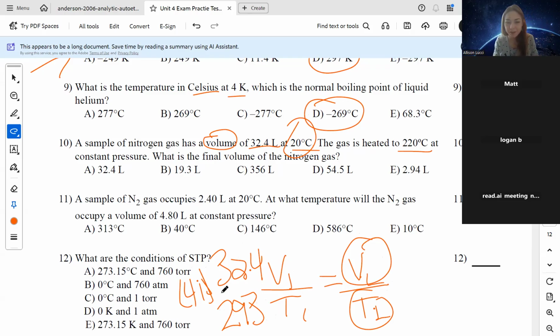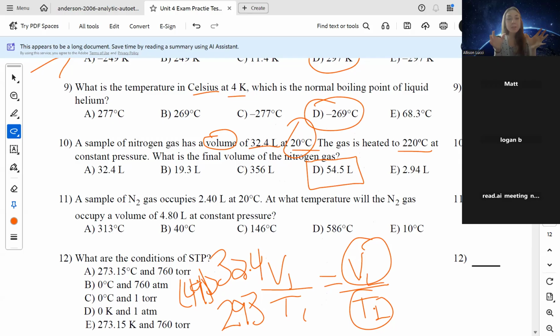Sorry, we kind of lost what we're seeing here. Let's see here. So this is supposed to be 493 times 32.4 divided by 293. And we get, for number 10, an increase in volume, right? Because we're heating our gas quite significantly. So it looks like we almost double that volume, right?